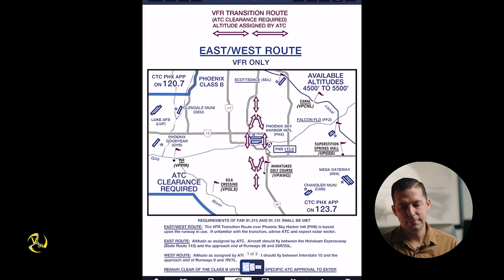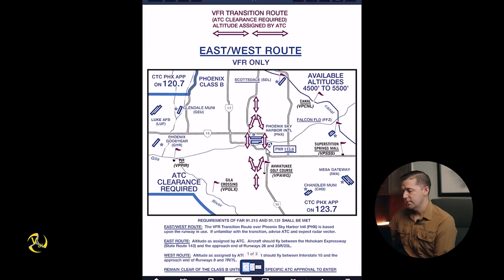It has to be ATC cleared, and then it gives you the actual text and frequencies that you're going to use to get approved to fly over the Phoenix Sky Harbor Airport. So this is essentially an expanded view of the flyway chart that we already saw, but it just has a little more granular data, a little bit higher resolution, and is a little more clear.